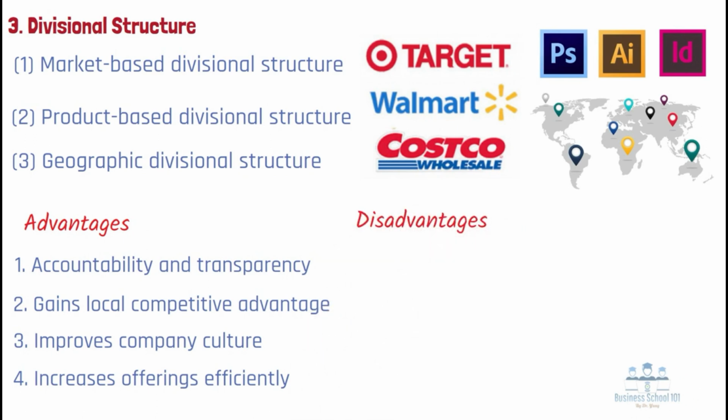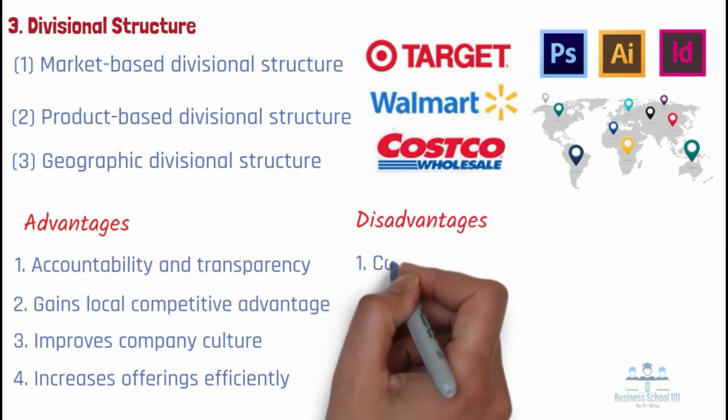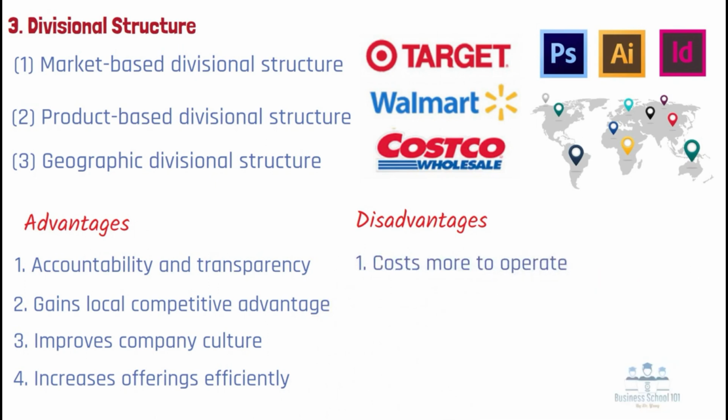Disadvantages of using a divisional structure include the following. 1. Costs more to operate. While your overall revenue may eventually benefit from a divisional structure, there are also higher operating costs. Unlike a functional organizational structure, you also likely need a centralized corporate division to oversee the rest of the company, which can lead to higher overhead costs.